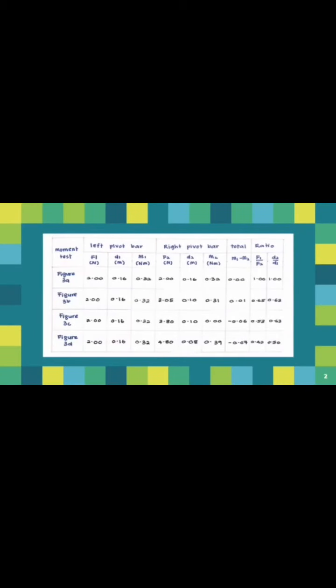Next, let's look at the results. When the right pivot bar's force and distance decrease, the total ratio will increase. But in our experiment, from figure 3a to figure 3d, the force increases, thus the total ratio decreases.